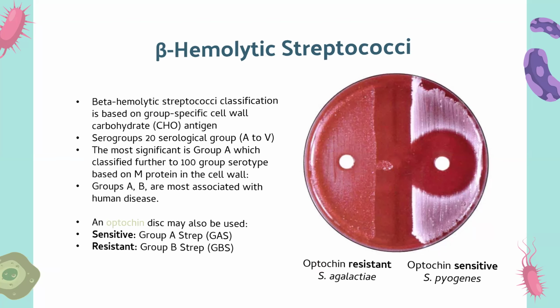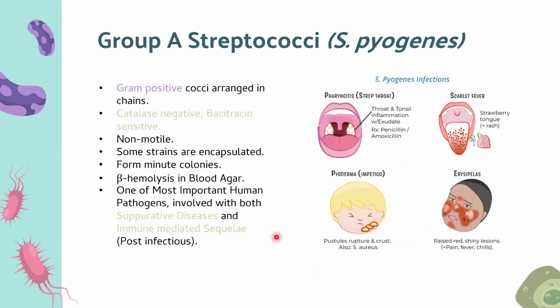So first, let's go to group A strep. Here I wrote it correctly, thank God, bacitracin sensitive, okay? So group A streptococci, strep pyogenes, are gram-positive cocci arranged in chains. They are catalase negative because they are streptococci, beta hemolysis, and bacitracin sensitive. They are non-motile. Some of the strains are encapsulated. So once again, what am I starting to think? Maybe meningitis, something like that.